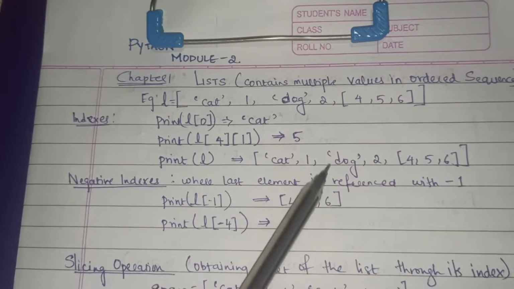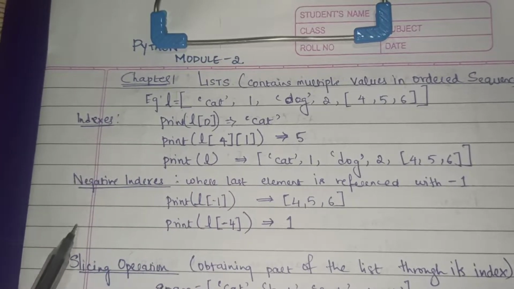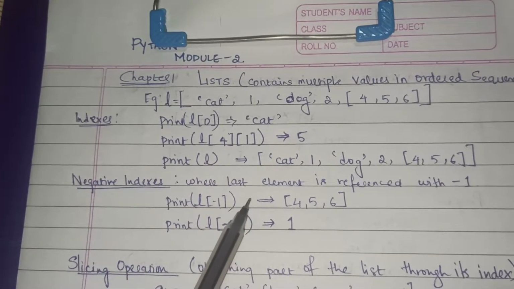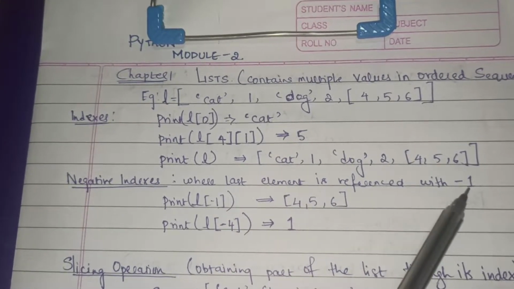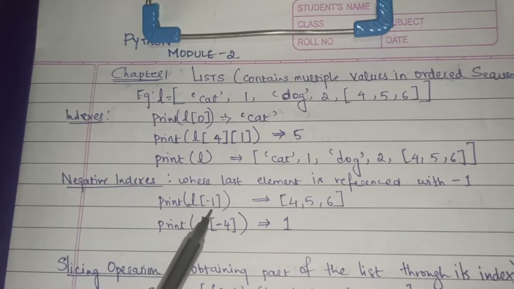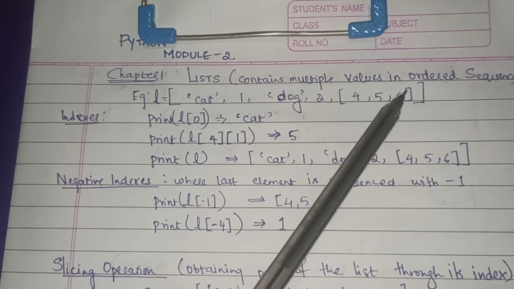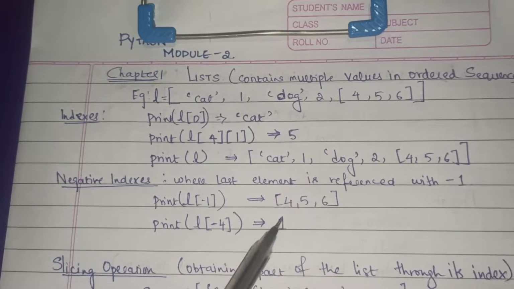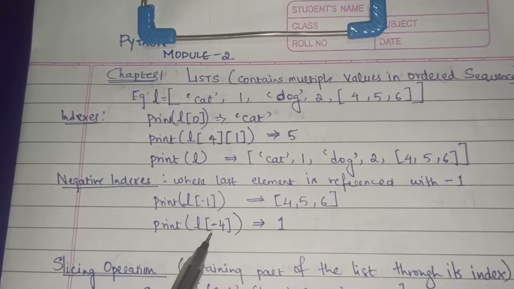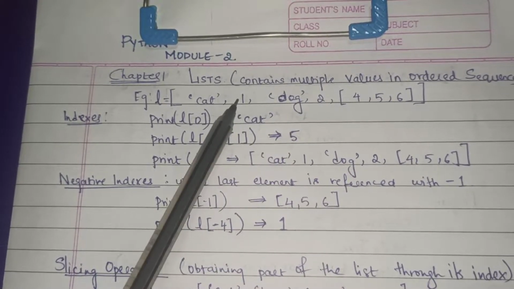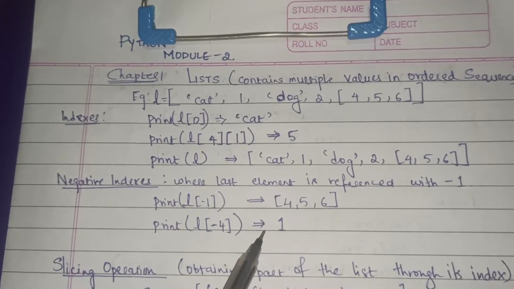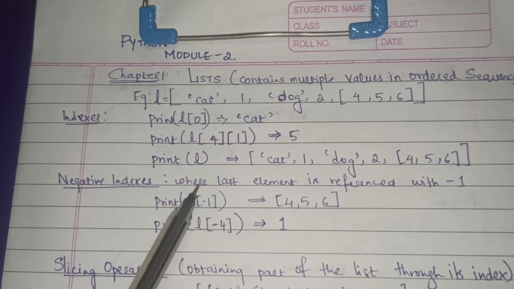So that is about the positive indices. If you use the negative indices, the last element is referenced with -1. So if you ask it to print L of -1, it will print the last element, that is 4, 5, 6 within the list, and L of -4, that is -1, -2, -3, -4, which returns 1. So this is about accessing the elements of the list.